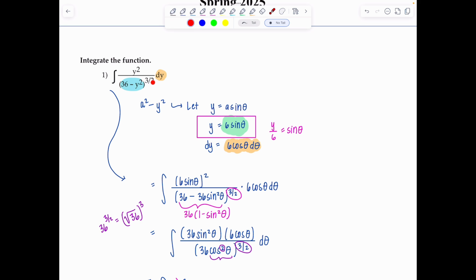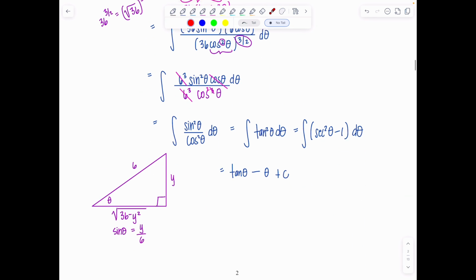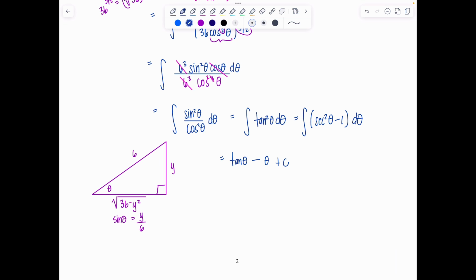This is the same as square root of 36 minus y squared, cubed, right? We could just write it to the 3/2 instead, and it looks a little better if you ask me. So yep, there it was. Okay, now we use a triangle to go back to y. So we have our answer in terms of y.